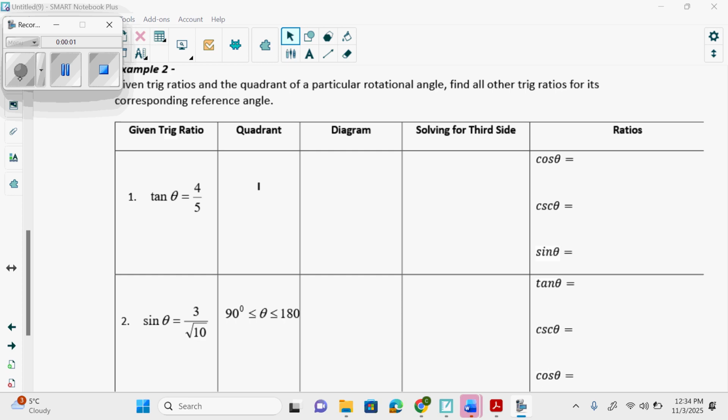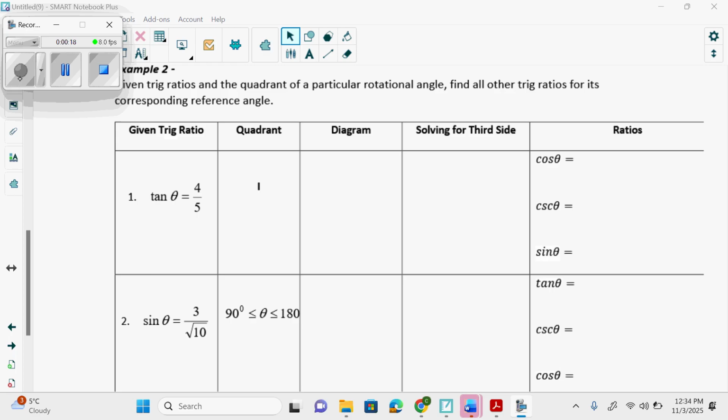We drew a coordinate, okay? We then found our third side and we did 6 trig ratios. That's what we did on Friday. Today, it's going to be the same thing. You're either going to get x y, or you're going to get y r, or you're going to get x r, and you're going to have to find the third side.